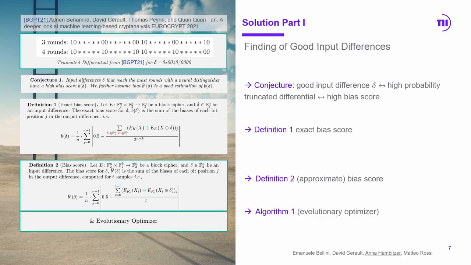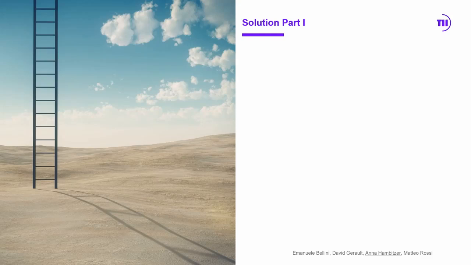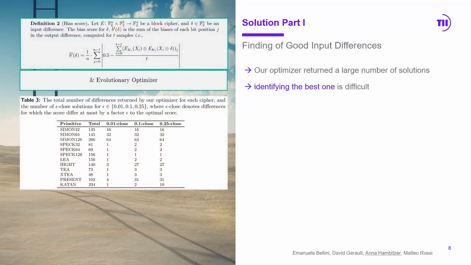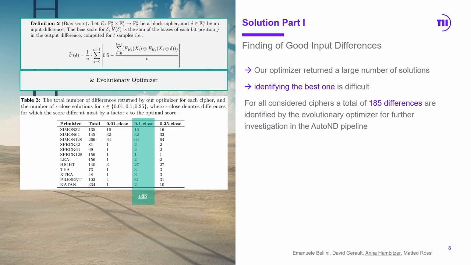And then we combine this bias score with an evolutionary optimizer. Like this, we obtain a range of candidate input differences, which we then want to pass to our neural distinguisher. The problem is that the optimizer returns a large number of good input differences, and identifying the best one is still not super easy. So we decided to analyze the 10% of the best ones. And they differ a lot depending on the cipher under investigation. For Speck 128, there's only one, but for all the Simon ciphers, there are actually many which are good and need to be investigated.